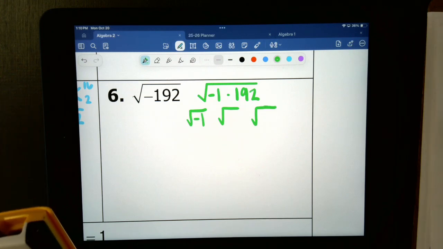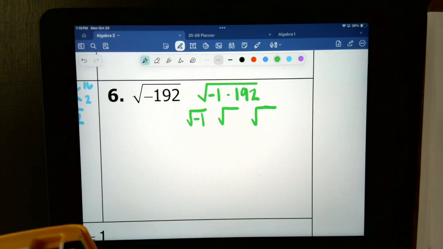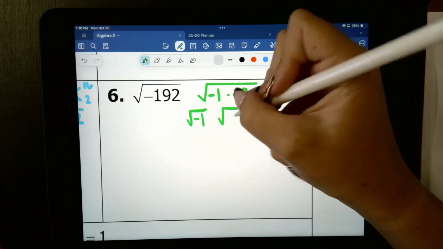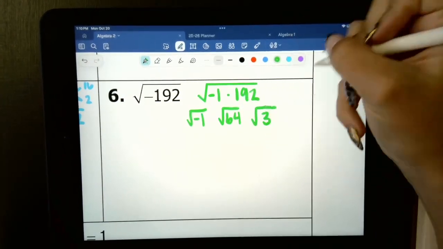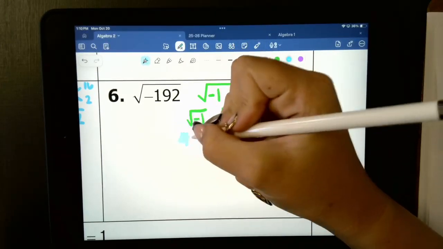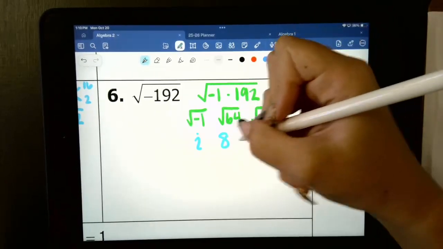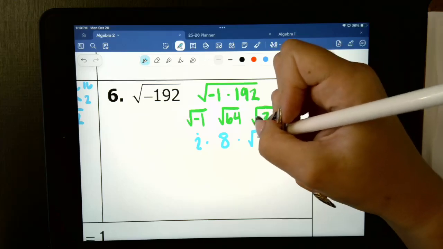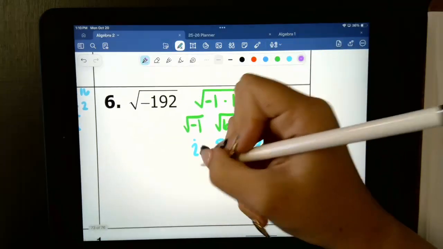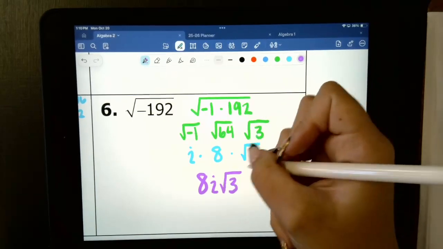So let's do 192. Now, divide it by 100. Okay, that's not it. 192 divided by 81. That's not it. 192 divided by 64. Oh, look! 64 and 3. So this is going to be i, and then we're going to have 8, and then we're left with the square root of 3. So our final answer is going to be 8i square root of 3.